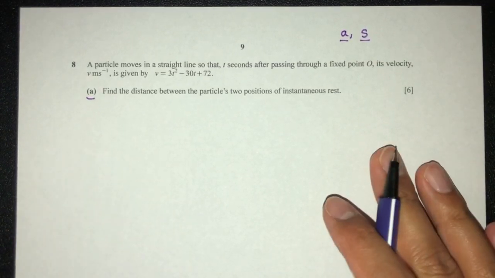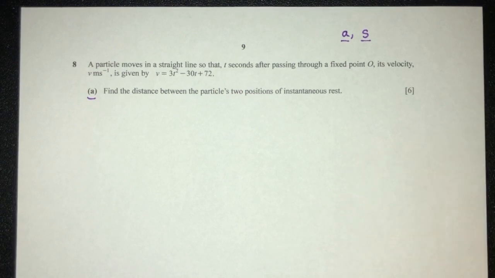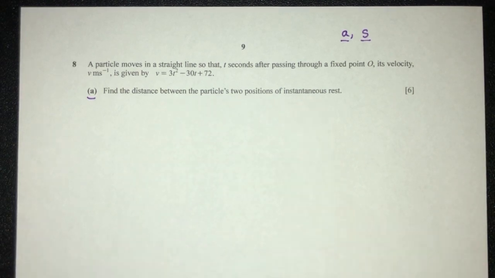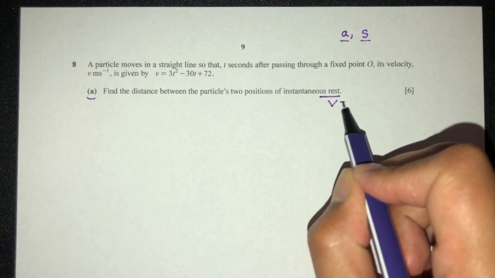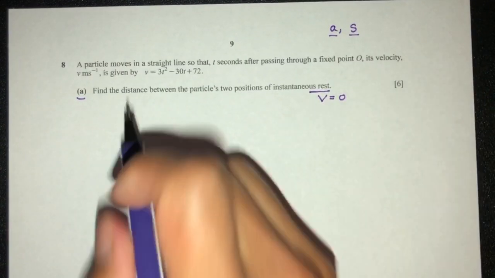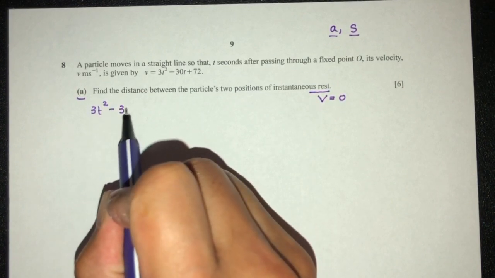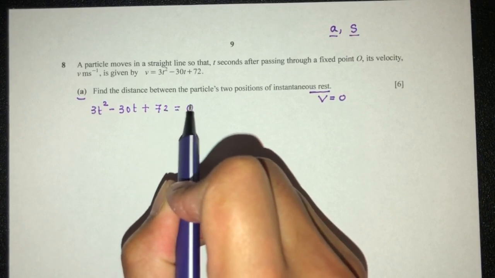We have to find the distance between the particle's 2 positions of rest. So one by one. So how would you find that? So first we have to find what is the time at which they were at rest. Now we know the particle is at rest when v has to be 0. So let's equate that to 0. That will be 3t squared minus 30t plus 72 is 0.